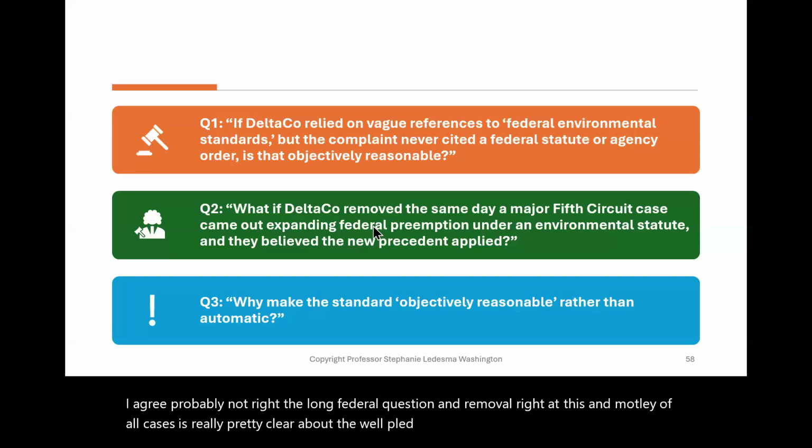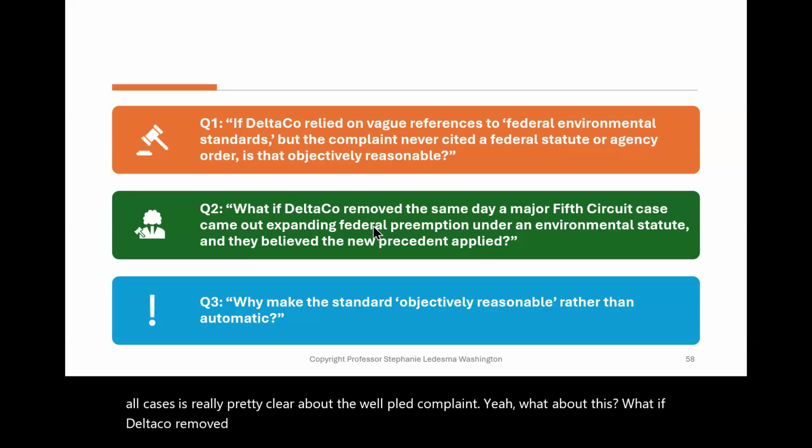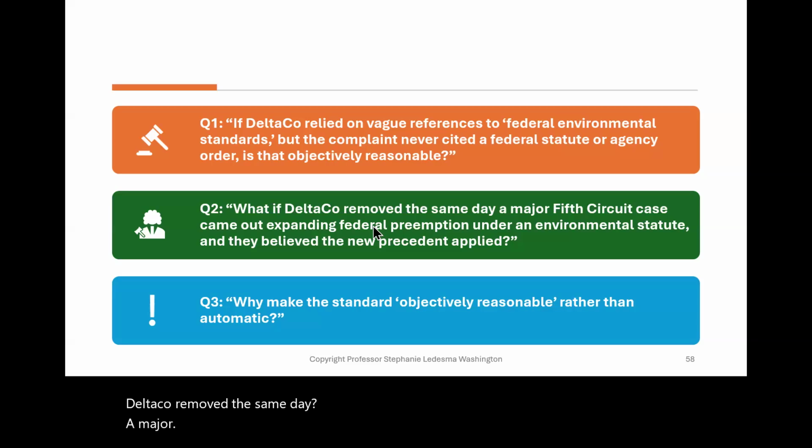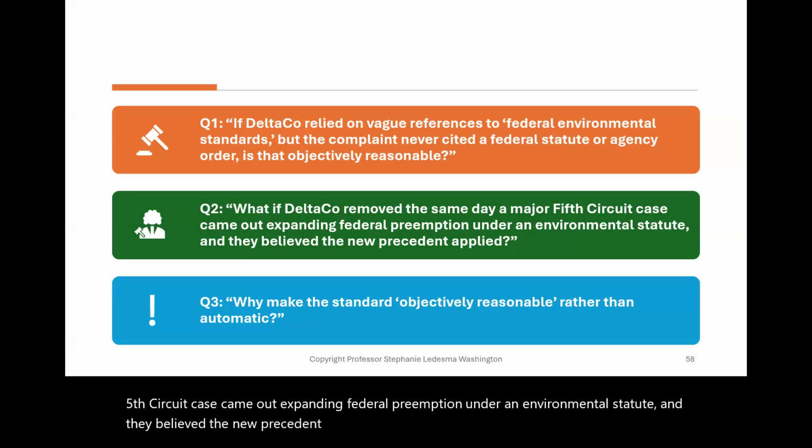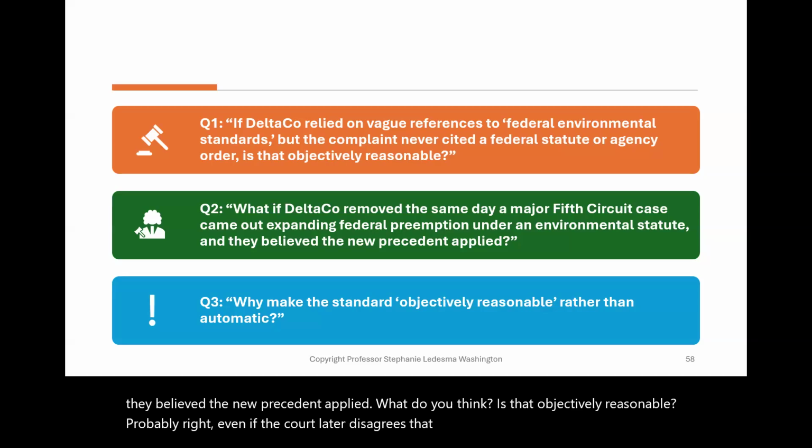Yeah. What about this? What if Deltaco removed the same day a major Fifth Circuit case came out expanding federal preemption under an environmental statute, and they believed the new precedent applied? What do you think? Is that objectively reasonable? Probably, right? Even if the court later disagrees, that looks less questionable than a vague reference, as in question one.